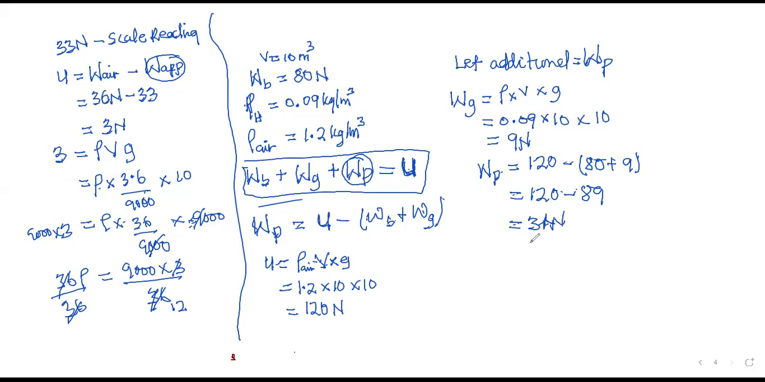Newton. Meaning, the additional load or weight that can be put on the balloon and still be able to float or move up, the maximum must be 31 Newton. Anything greater than 31, the balloon cannot go up. That's the explanation. Anything greater than 31 Newton, the balloon cannot go up into the airspace to float. Any question?